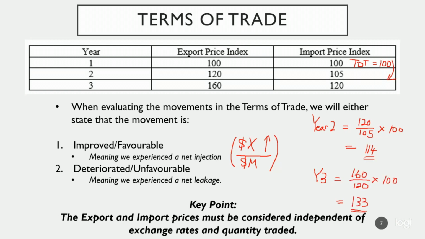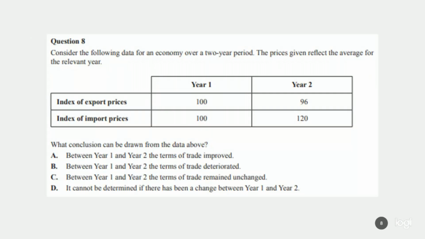And so the conclusion is that this economy has experienced another favorable movement in the terms of trade, meaning that they are receiving an even higher export price relative to their import prices. So here's an example of an exam question relating to the terms of trade. So pause the video and have a go at this yourself.